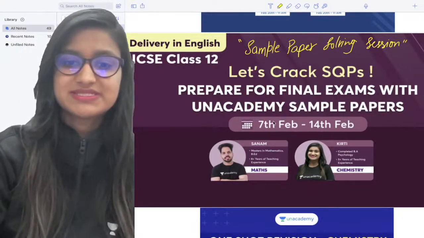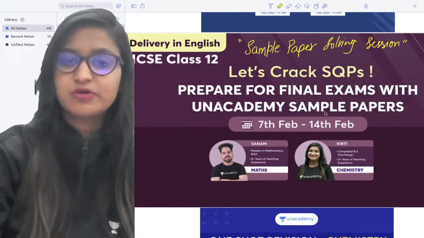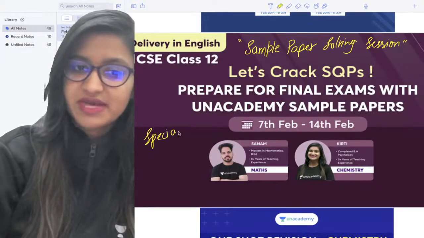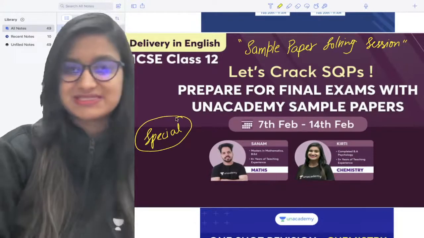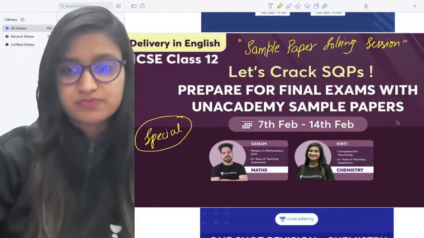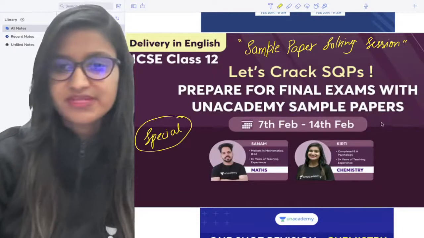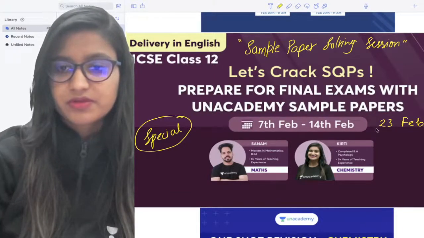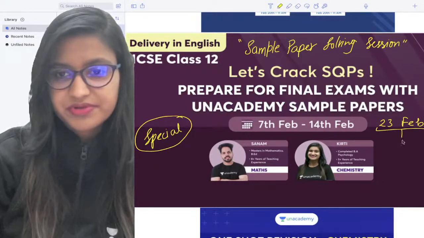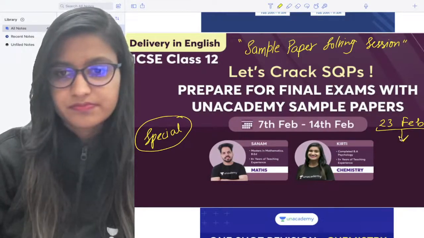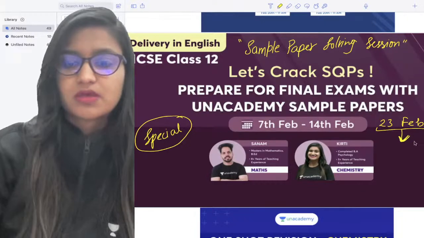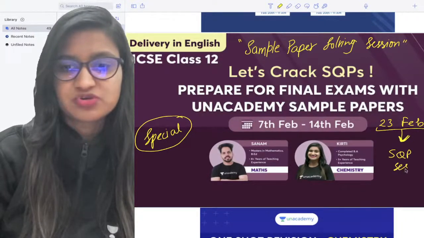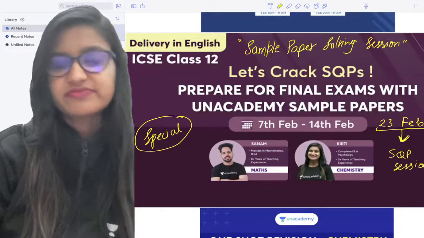So you can see 7 to 14 Feb ये already हो चुका है special classes पे. ठीक है, tomorrow we have 23rd of February, right? 23rd of February को we will have SQP session. ठीक है ना, sample paper solving session we will have tomorrow.